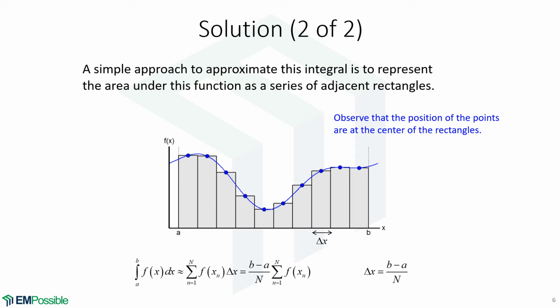Another thing I'll point out, notice the positions of these points within the rectangles. They are centered. So this first point doesn't lie exactly on A. And likewise, this last point does not lie exactly on B. They're a half delta x over, if you will. They're centered on each of these rectangles. Later, we'll talk about terminology. This is actually called a center Riemann sum.